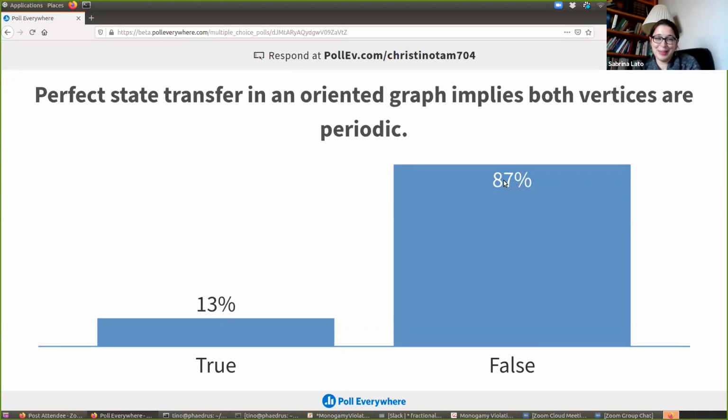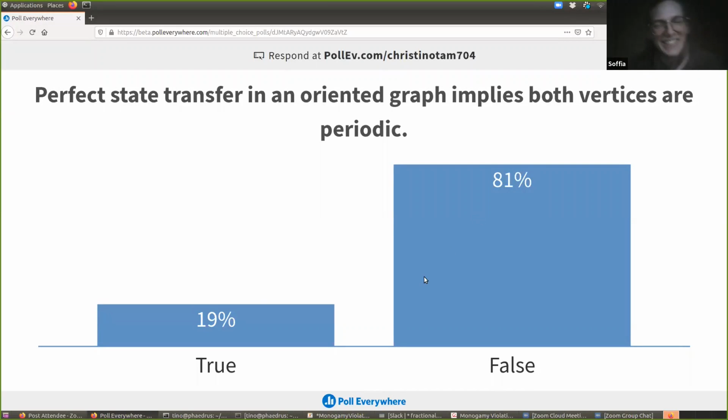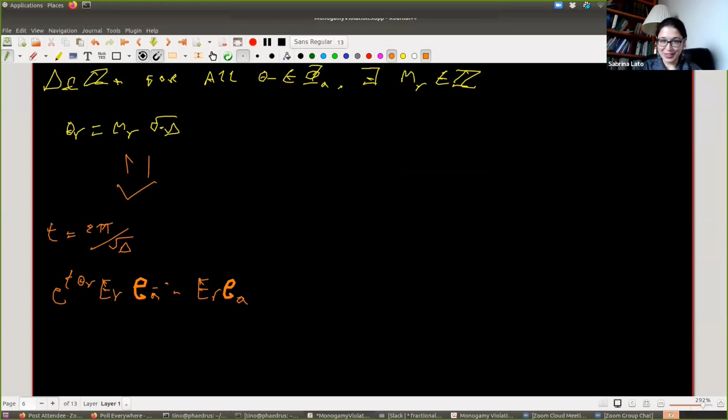I'm confused by why the numbers were going down and up by 1%. We don't have that many people. Yeah. Can you not see how many people have voted? I can see what you see, so. I can track it, but it's in the settings. Oh, I see. Okay. Sabrina, do you want to go back to the slides? Yeah. Okay. So, seems like most people believe that this is false.